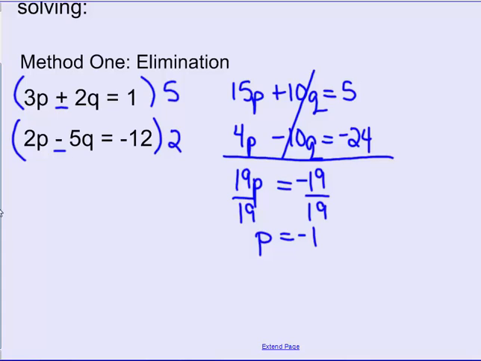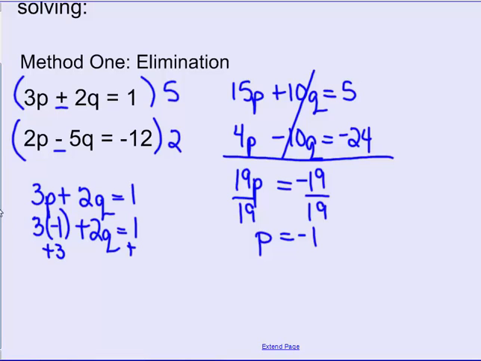Substituting that back into the first equation, 3p plus 2q equals 1. 3 times negative 1 plus 2q's equals 1. So I'm solving for q now. I have negative 3 here, so if I add 3 to both sides, I will get that 2q's equals 4. Dividing by 2, I get q equals 2. So I believe the answer is p is negative 1, q is 2.